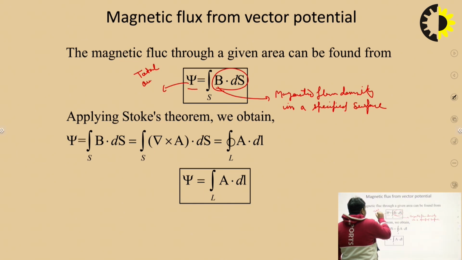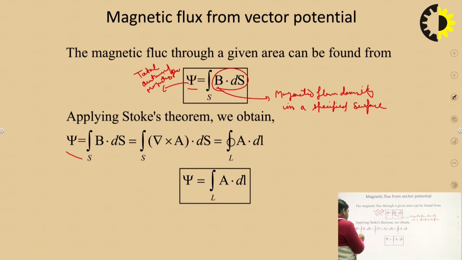So the total outward magnetic flux, psi, is equal to the magnetic flux density over a specified surface. We also obtain the relation between the magnetic vector potential and the magnetic flux density.